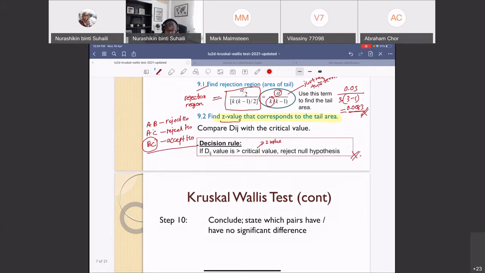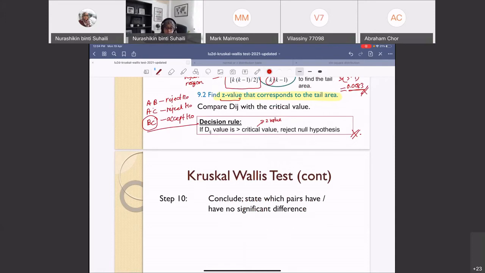And step 10 is to make the conclusion. Here is where you have to indicate which pairs have a difference and which pairs do not have a difference. For example, referring to this example, how do I write the conclusion? At alpha equal to 0.05, you have to mention this phrase, because that is the basis of your analysis. At alpha equal to 0.05, sample A and B, there is a difference. Because AB and AC reject null, it means that there is a difference, right?